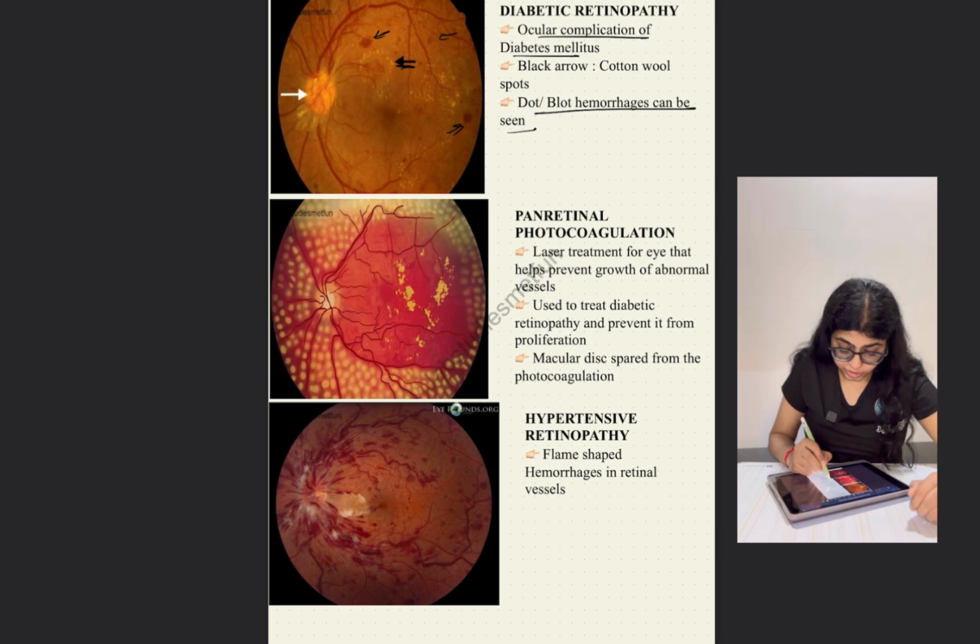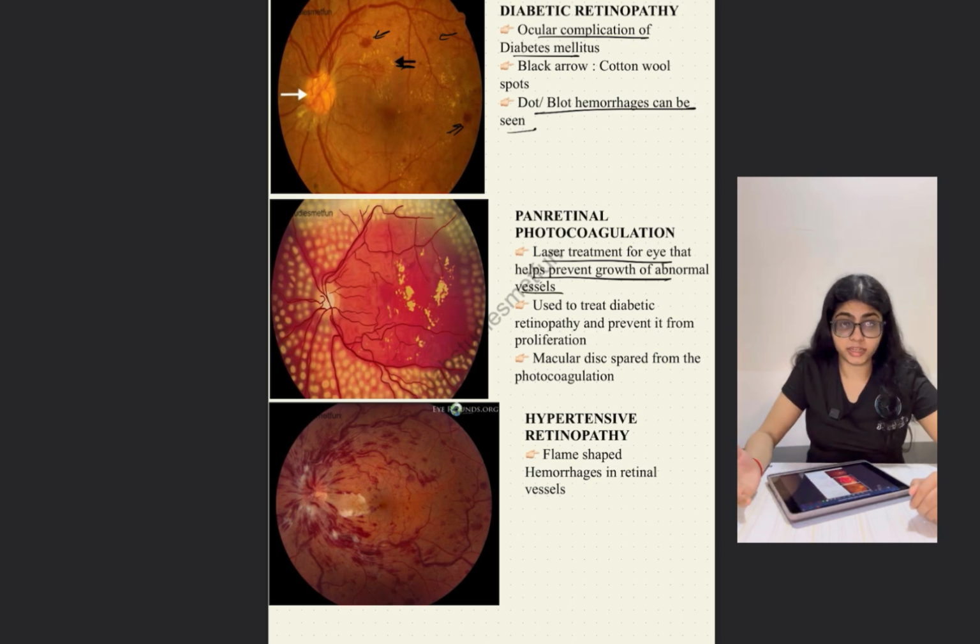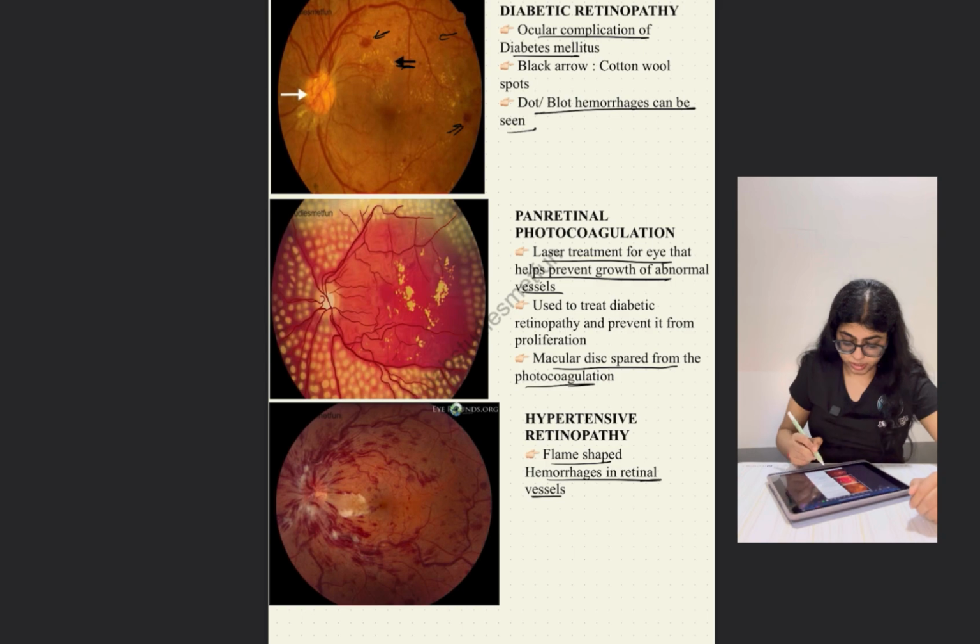Panretinal photocoagulation. It is a laser treatment for the eye that helps prevent growth of abnormal vessels, which can be done in diabetic retinopathy when there is a lot of neovascularization. And the macula is spared from photocoagulation. Hypertensive retinopathy. These are flame-shaped hemorrhages in retinal vessels.